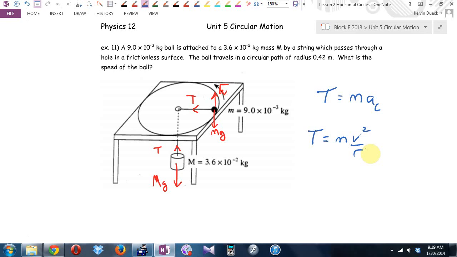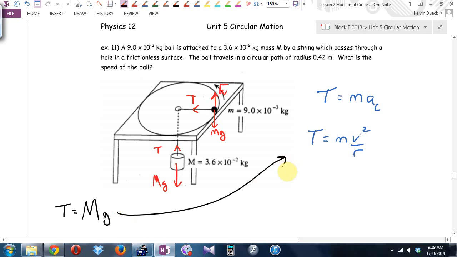I don't think I've looked at the big mass, big M. Let's write an equation for that mass. If you were just looking at this, ignore the top part there. Who's winning? It's a trick question. It's a tie. So if you were writing an equation for the bottom one, you could say tension equals big Mg, because it's a tie. And that gives me an expression for tension. I can now say big Mg equals mv squared over r.